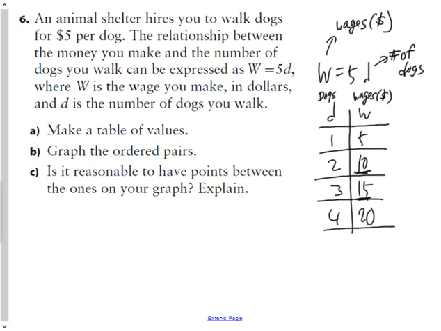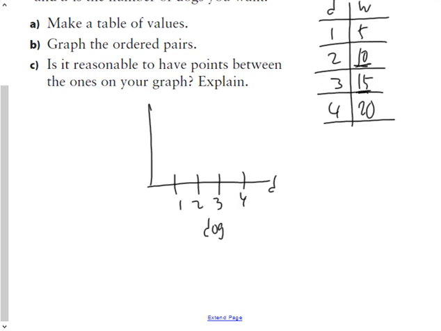Graph the ordered pairs. So if I take my x-axis, I'm going to put 1, 2, 3, 4 here. I'm going to call this one, instead of x, D, representing dogs. Over here, I'm going to go 5, 10, 15, and 20. And I'm going to call this axis, instead of y, the W-axis. It's going to be wages in dollars. And then my points will be (1, 5), (2, 10), (3, 15), (4, 20).